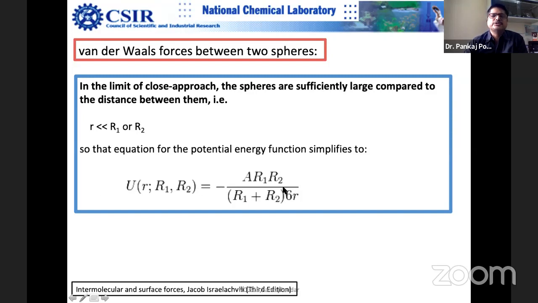So finally, as I mentioned, we can calculate the potential energy, where the minus sign is for the attractive force, basically an attractive energy. A is the Hamaker constant, R1 and R2 obviously are the radii of the two spherical objects. R is the surface to surface distance, not from center to center this time.